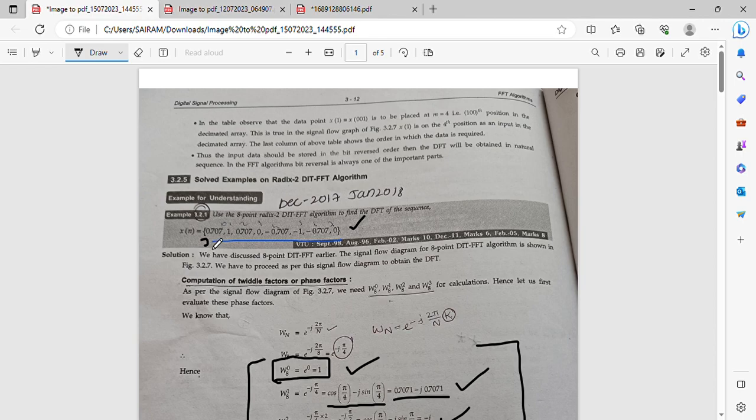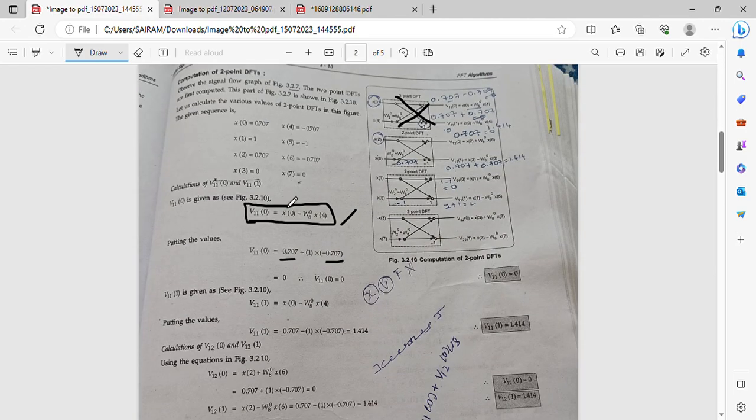The values of x of n are 0.707. This is my x of 0. This is my x of 1, x of 2, x of 3, x of 4, x of 5, x of 6 and x of 7, right? All these values come into existence, right? These are all x of 0 values till x of 7, right? Those values we are supposed to substitute here. X of 0 is 0.707, x of 4 is minus 0.707, this omega e to the power of 0 is 1.